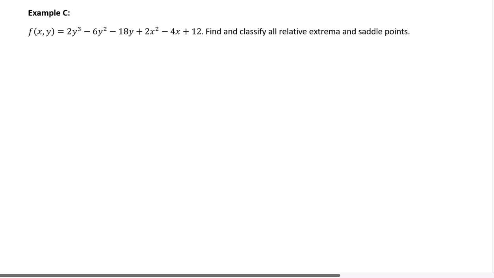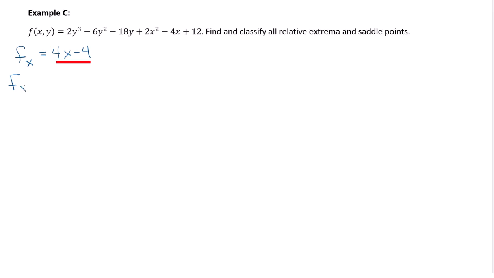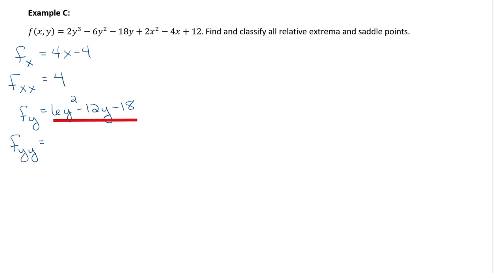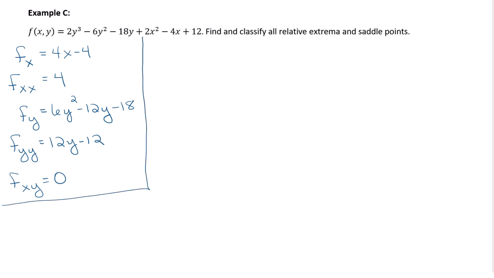So let's find all of our first and second order derivatives that we're going to use. First order with respect to x will give us 4x minus 4. Second order with respect to x and x will just give us a 4. First order with respect to y will give us 6y squared minus 12y minus 18. And the second order with respect to y and y will give us 12y minus 12. And last but not least, the second order mixed partial with x and then y will just give us a 0. So these are all of the partial derivatives that we're going to use.